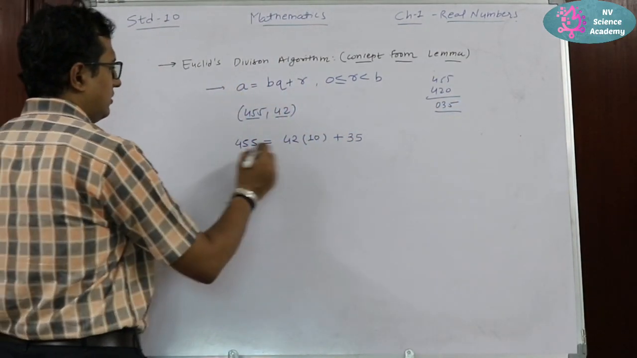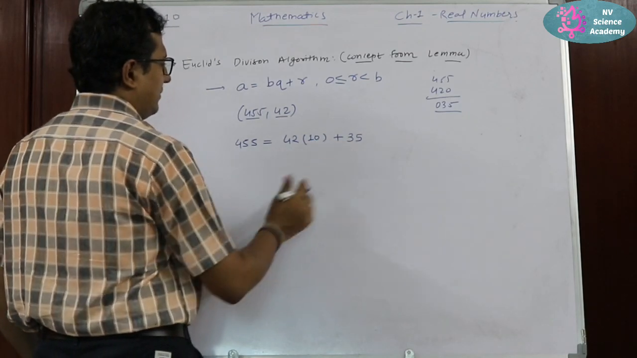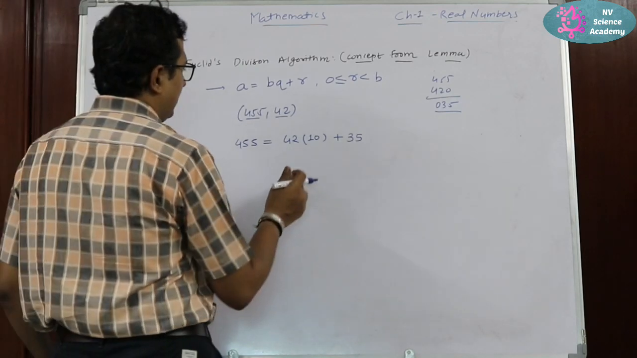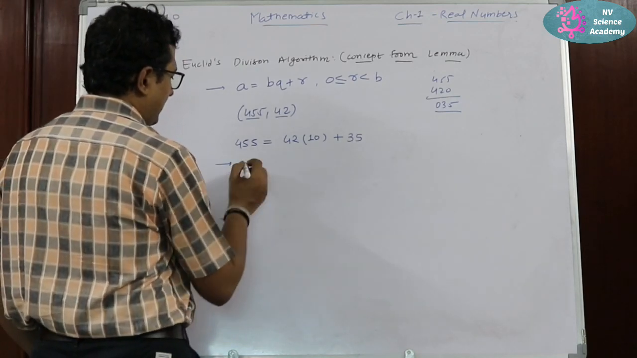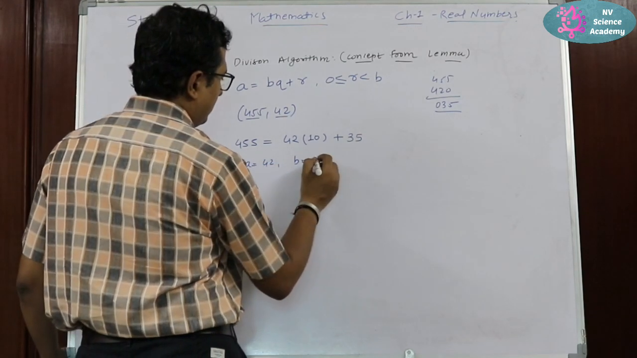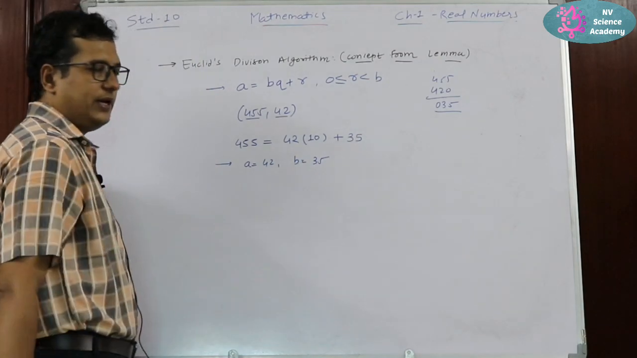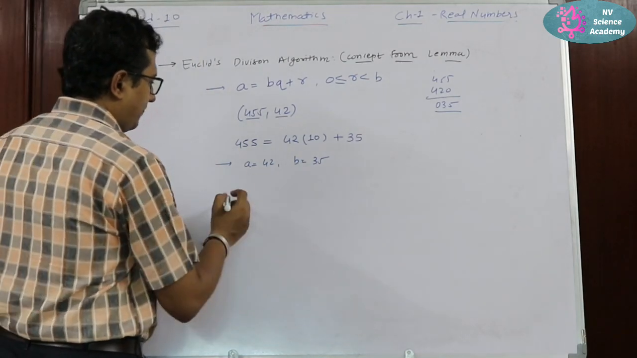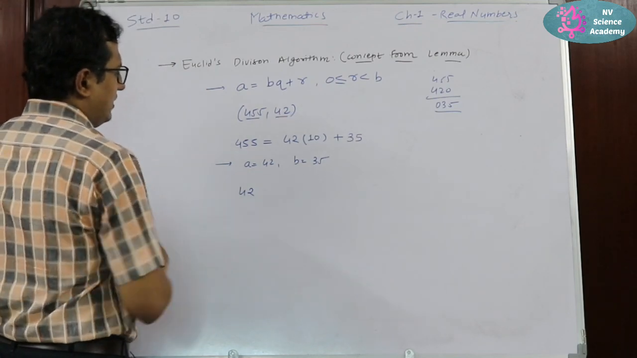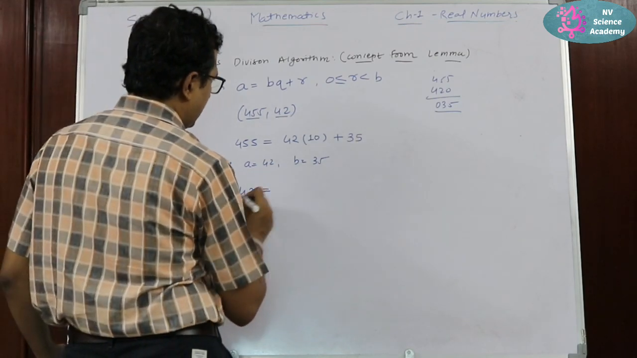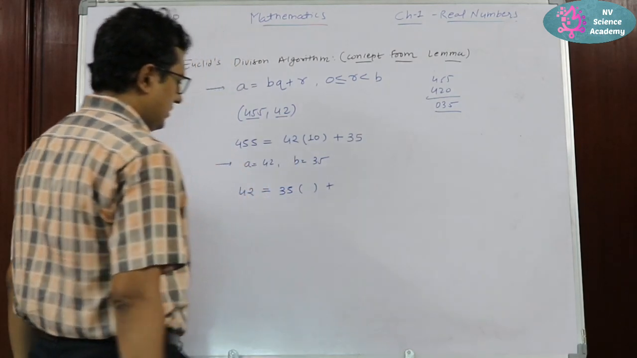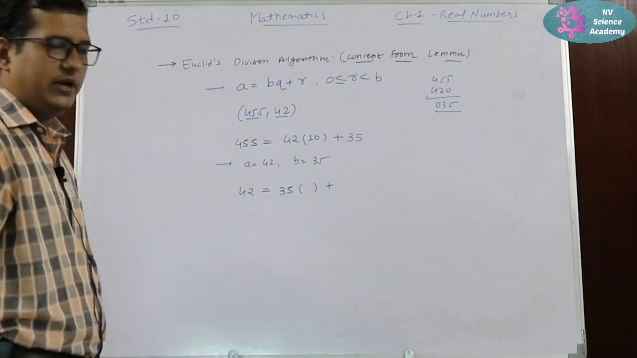As you can see here, the remainder is not 0, so I have to repeat this process. Now I will find the new values of a and b. Now a is equal to 42 and b is equal to 35. These are the new values of a and b for the second step. So now I will write down again all the values in the equation: a is equal to 42, b is equal to 35, multiplied by, plus. So what will be the value?